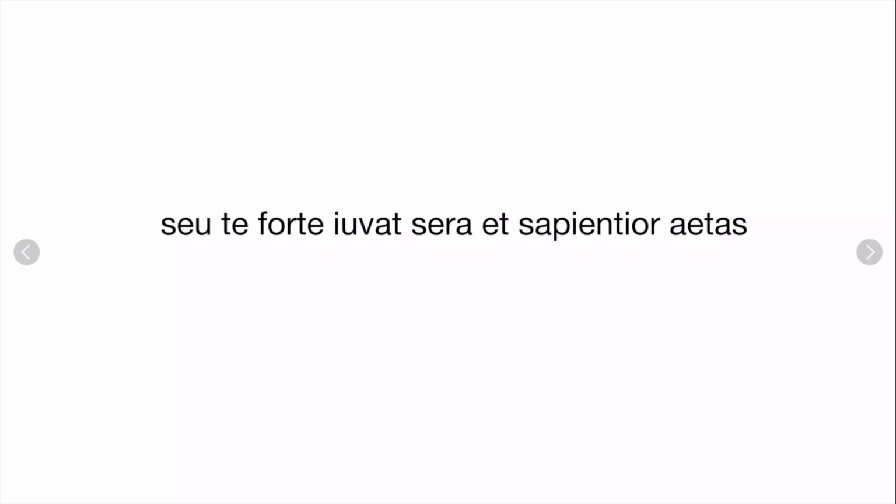All right. Long, because of the diphthong, E and U. Long, long because of the R and the T. Short, short, long because of the T and the S. Long by nature. Elision, and now long because of the T and the S. Short, short, long, you've got your N and your T. Short, short, long, it's a diphthong. And the final syllable. Seute forte juvat seret sapientior aetas.